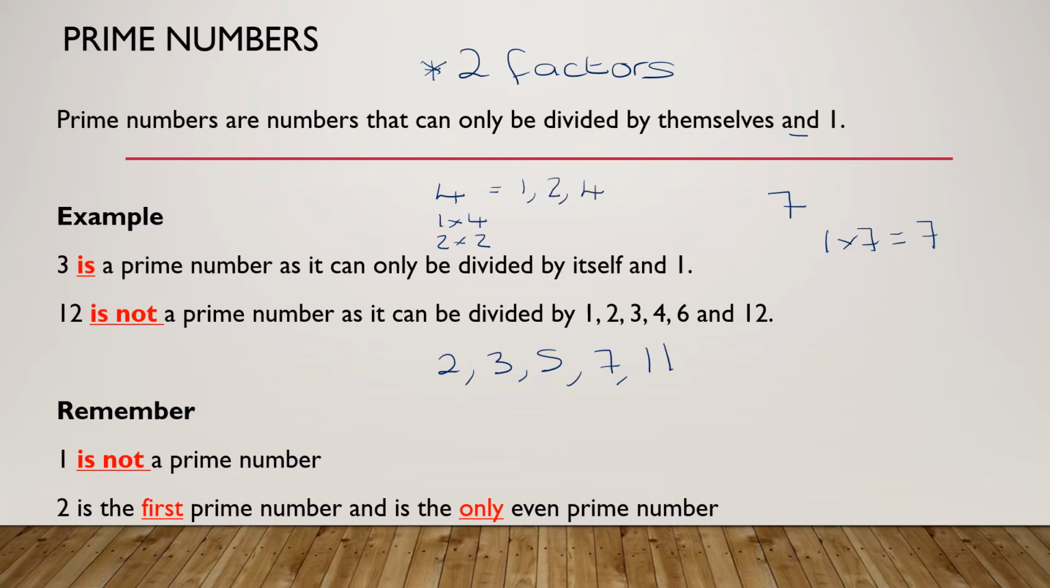You've noticed they're mainly odd numbers. Not all odd numbers are prime numbers because 9, for example, can be 1 times 9 and 3 times 3. So therefore the factors of 9 are 1, 3 and 9. So because that has 3 factors, that's not a prime number. So a prime number only has 2 factors, itself and 1.